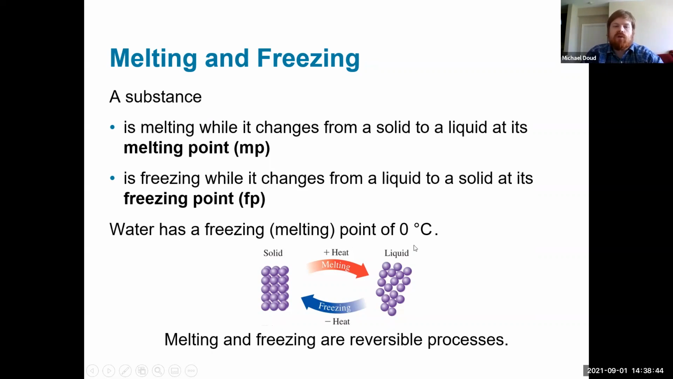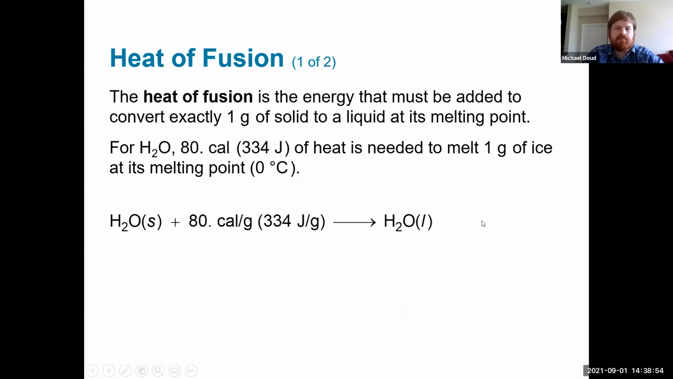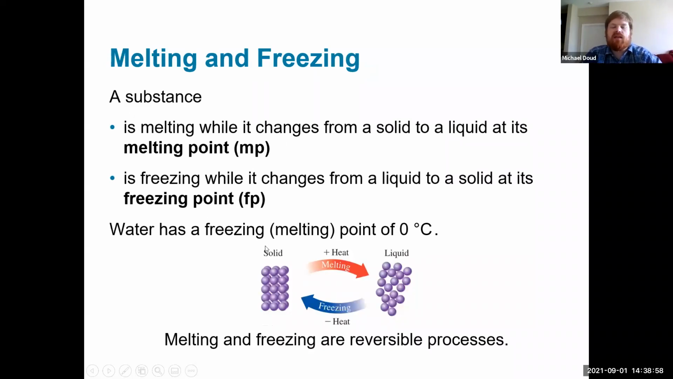So we call melting and freezing reversible processes, right? The melting takes the solid going to liquid. The freezing takes the liquid and brings it back to the solid. Okay, now one thing to point out here is that in order for you to melt a solid, you need to add heat in. And the opposite is true with a liquid freezing. In order for a liquid to freeze, you have to take heat out.